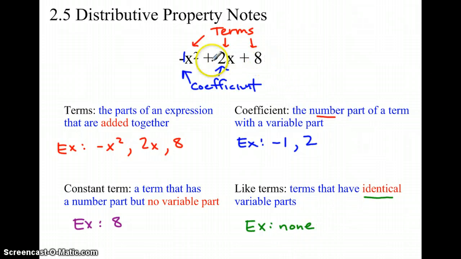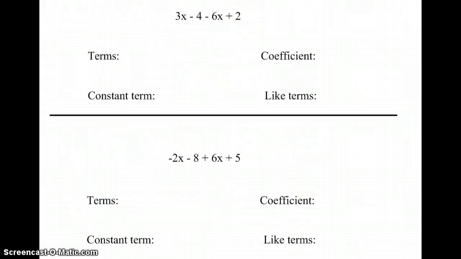Hopefully it's obvious that 8 would not be a like term with either of those because 8 does not have a variable part. What I'm going to ask you to do is switch to the second page and look at some examples. What I would like you to do is hit pause on this recording and write down what you think the terms are for the first example, the coefficients, the constant terms, and the like terms. I'm going to keep talking so that when you hit unpause, you will have an example ready to go.